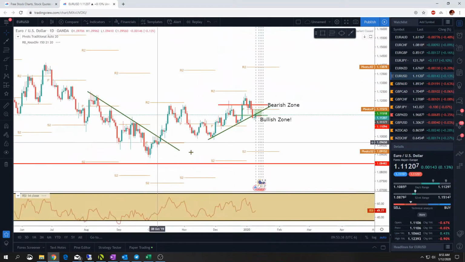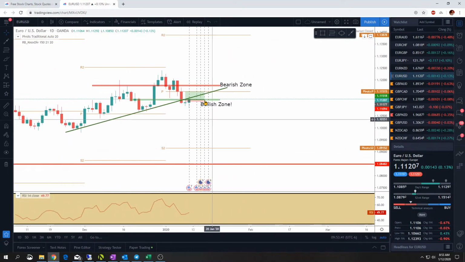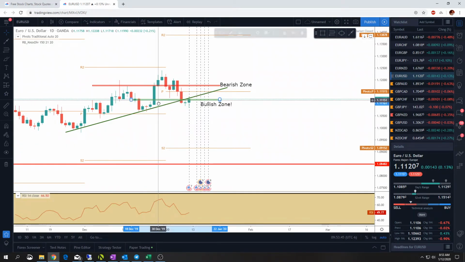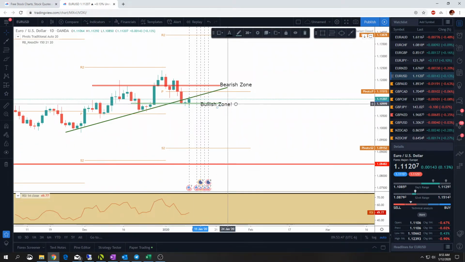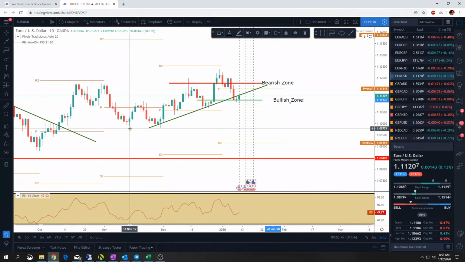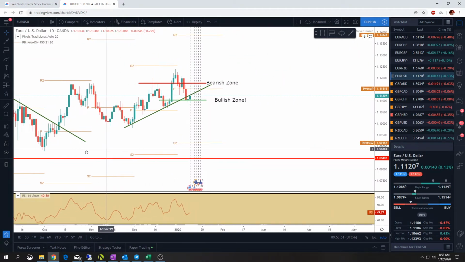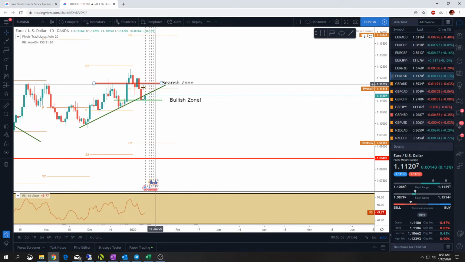Euro US dollar. All right. So we actually made some money on this pair last week, as you can see. So we kind of drew this trend line. We had a break in the trend line, and now we're kind of in this retesting of that trend line.